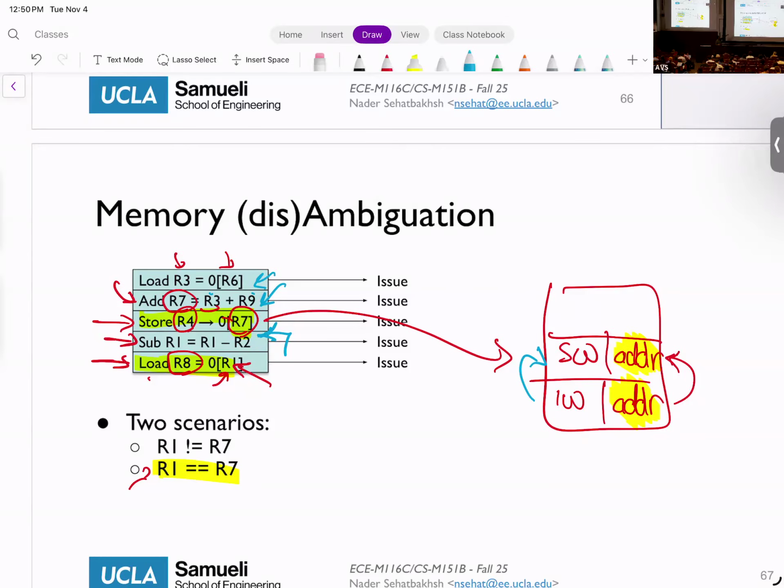If R1 and R7 are not equal to each other, I can definitely issue the load before the store. But if R1 and R7 are equal to each other, then I cannot issue the load before the store. But the value of R1 and R7 is also not known during the decode stage. And there might be additional dependencies that further delay knowing the address. So what should I do?